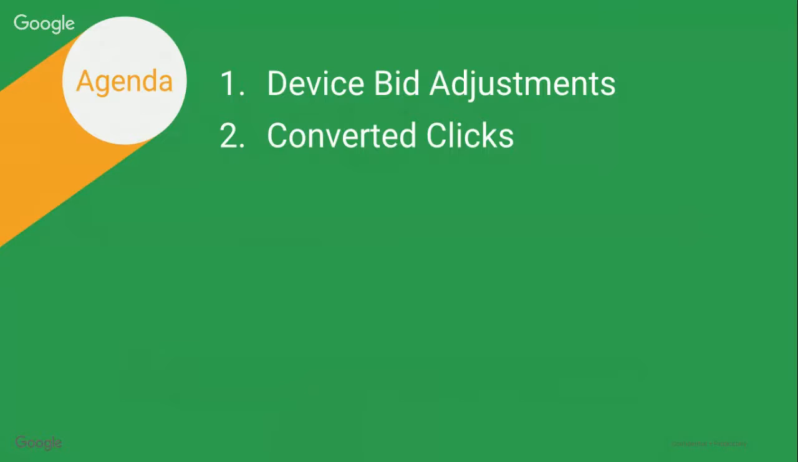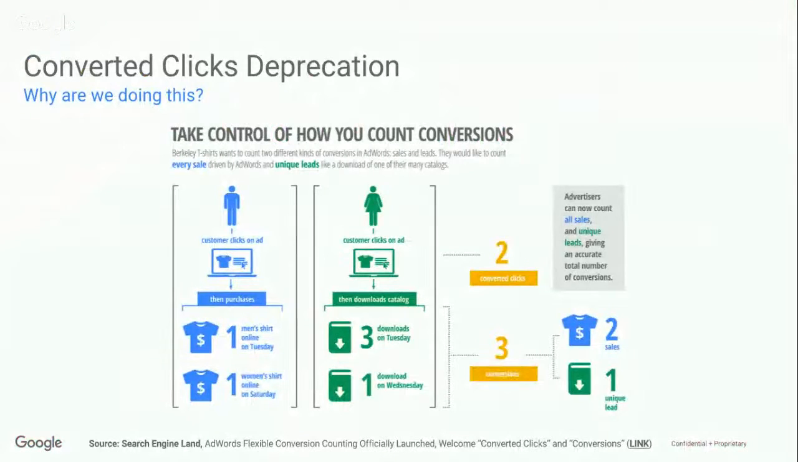Cool. So given there are no questions so far, I'll move into the second section, which is the converted clicks deprecation. So let's begin with talking about why we're doing this. Why are we deprecating converted clicks? It's essentially we want to allow advertisers clear control of how they count conversions. And to illustrate what I mean by this, let's look at this example on the slide.